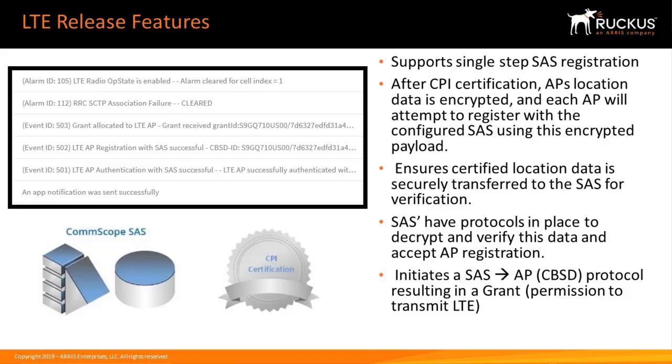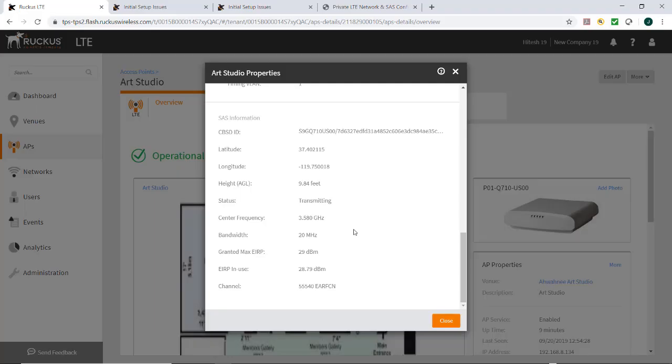In this release, we support single-step registration with SAS. After saving with a CPI certification, the AP location data is encrypted, and each AP will attempt to register with a configured SAS using this encrypted payload. This ensures the certified location data is securely transferred to the SAS for verification. SASs have protocols in place to decrypt and verify this data and eventually accept AP registration. This initiates the CBSD, which is the SAS to AP protocol, ultimately resulting in a grant permission to transmit LTE.